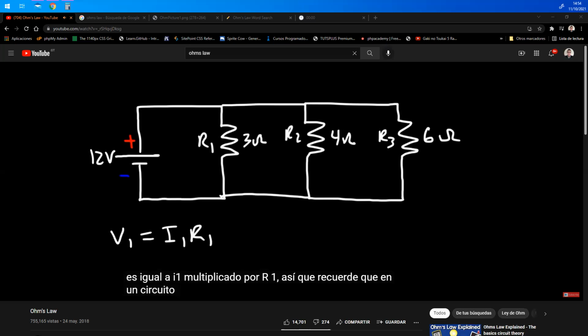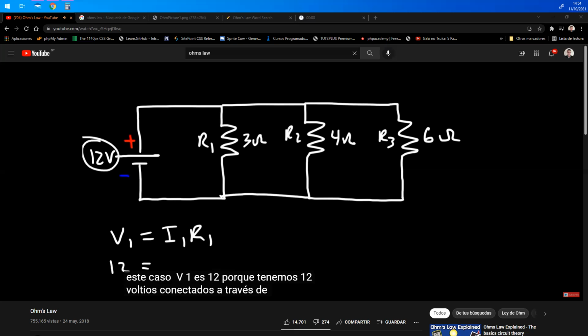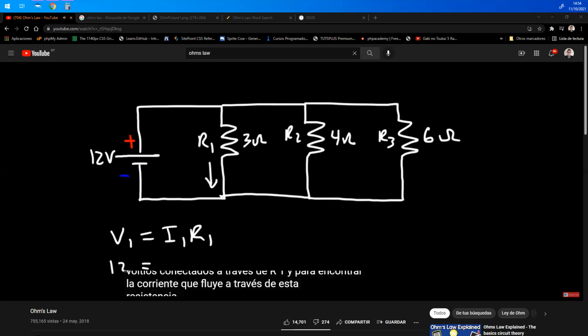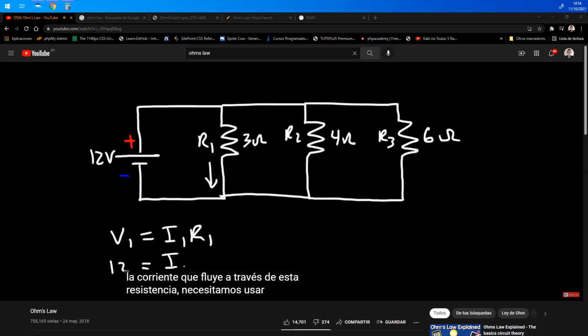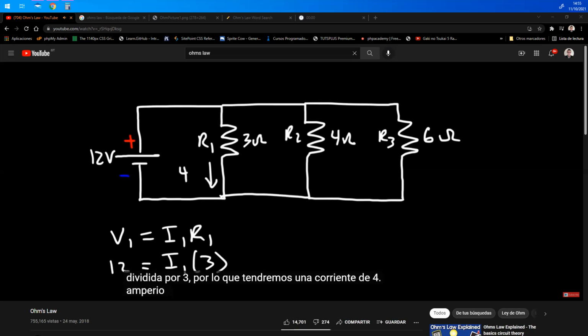So remember, in a parallel circuit, the voltage across the resistors connected in parallel is the same. In this case, V1 is 12 because we have 12 volts connected across R1. And to find the current flowing through this resistor, we need to use that formula. R1 is 3, so the current is going to be 12 divided by 3. So we have a current of 4 amps flowing through R1.